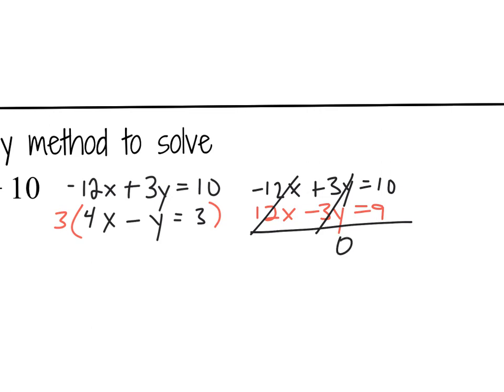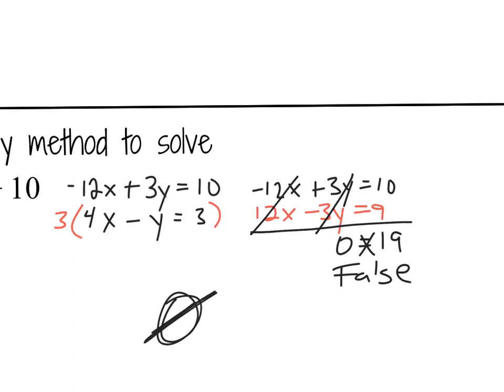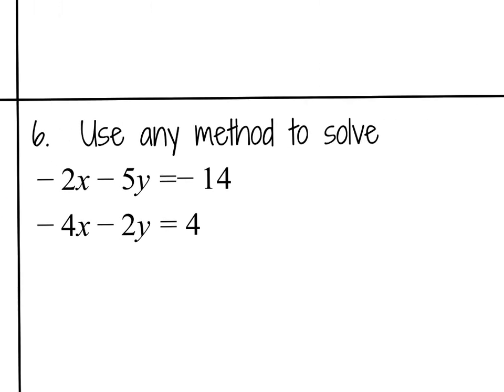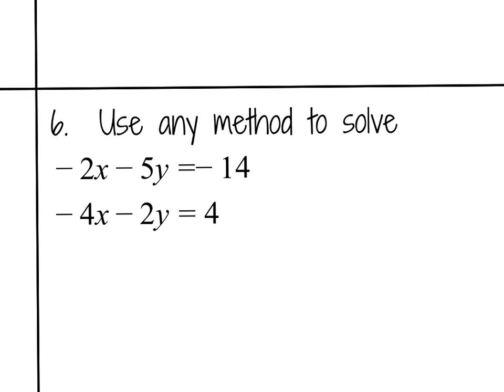Well, that leaves me with 0, and then 10 and 9 is 19. But 0 is not equal to 19, so that is a false statement, which means that my answer is no solution. All right, so let's check out number 6 here, using any method to solve this time.